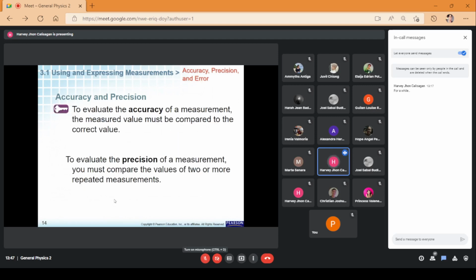To evaluate the accuracy of a measurement, the measured value must be compared to the correct value. And for the precision of a measurement, you must compare the values of two or more repeated measurements. We can also compare it to probability. What would be the probable percentage or numbers that we should really get and really answer?